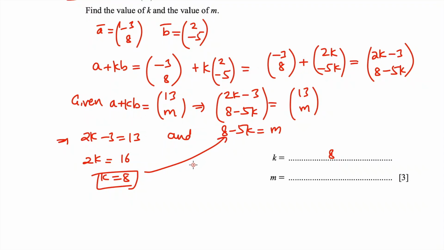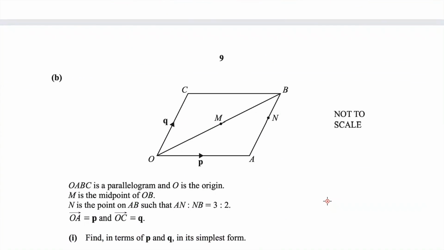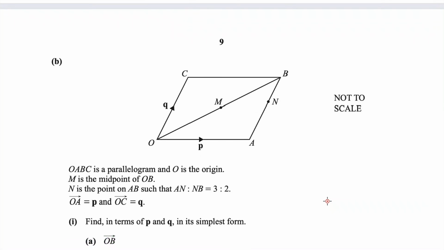Now let us substitute this value here. That implies 8 minus 5 into 8 is equal to m. So m is equal to 8 minus 40, which is minus 32. So the value of m is minus 32. This completes the question. Easy question. You just need to substitute A plus kB and then equate the coordinates, the x coordinate with the other x coordinate and the y coordinate with the other y coordinate. That's it.